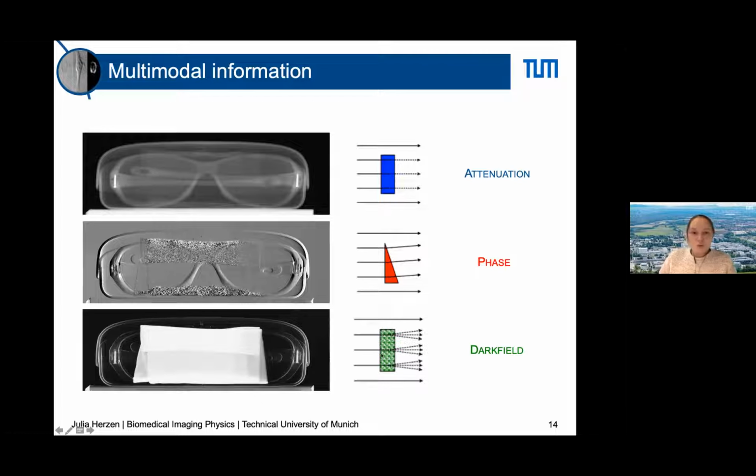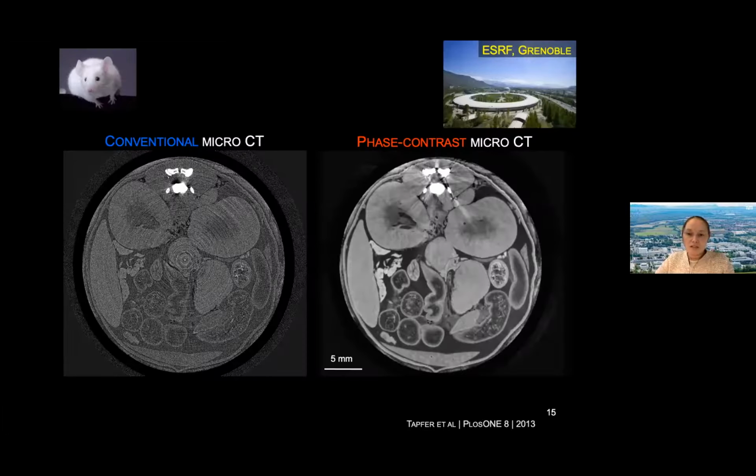Okay, but we're of course not using this method to look at sunglasses. We look at biomedical samples. And this is one of the very early images that we got at the ESRF when the grating interferometer was installed there for the first time. This is a tomography through the abdomen of a mouse, which is fixated in formalin, so ex vivo.